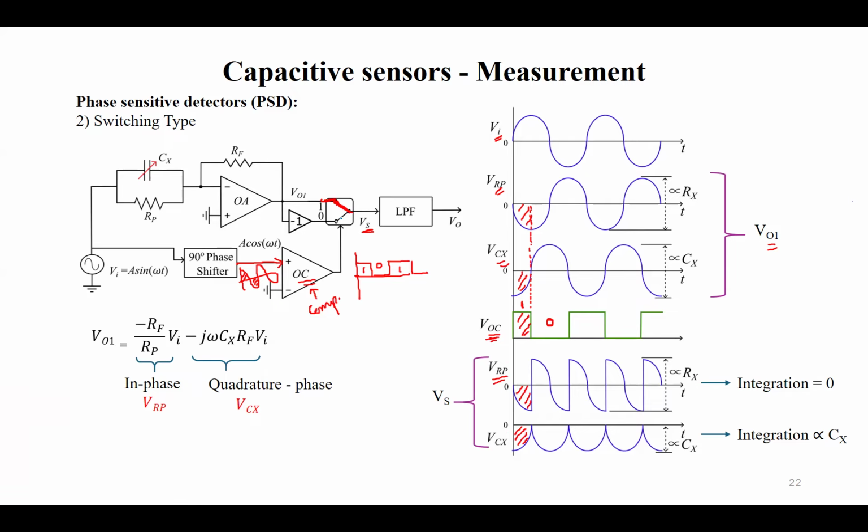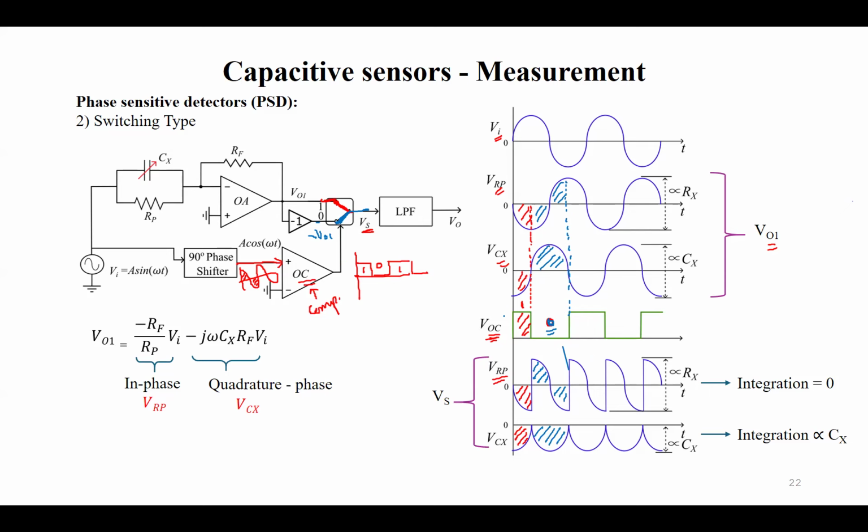Now when VOC is 0, what happens? This switch will be connected to this point, right? Here we have minus V01, so minus V01 will be available at Vs. So at Vs, VRP was like this, and this signal is inverted at Vs. So we'll get an inverted signal like this. This half and this half will be inverted when VOC is 0. And the voltage corresponding to VCX is this one, so this will again be inverted like this.